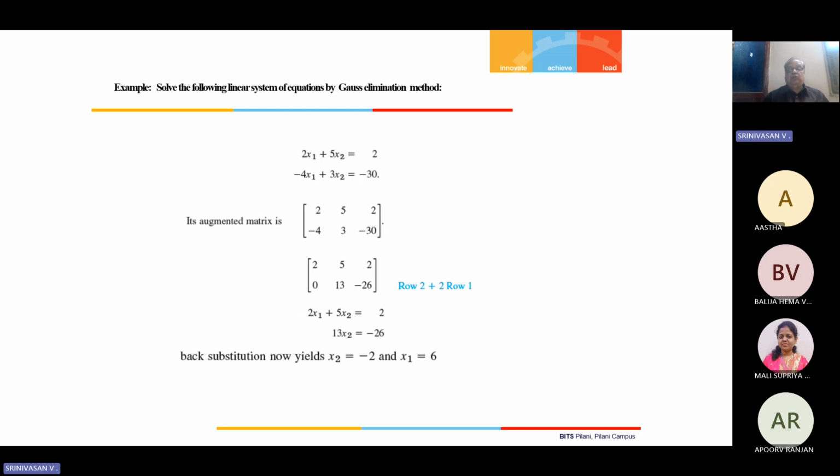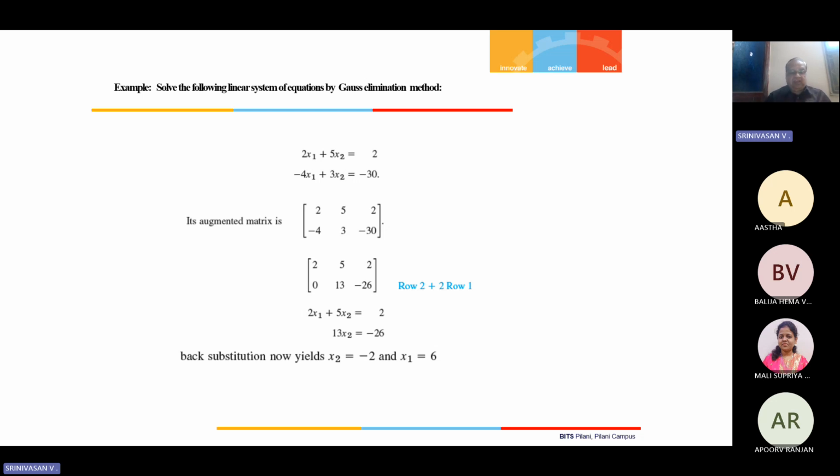2x1 minus 10 equal to 2. So 2x1 equal to 12. Therefore x1 equal to 6. Thus you have x2 equal to minus 2 and x1 equal to 6. Better, you can always write the solution finally in that order.